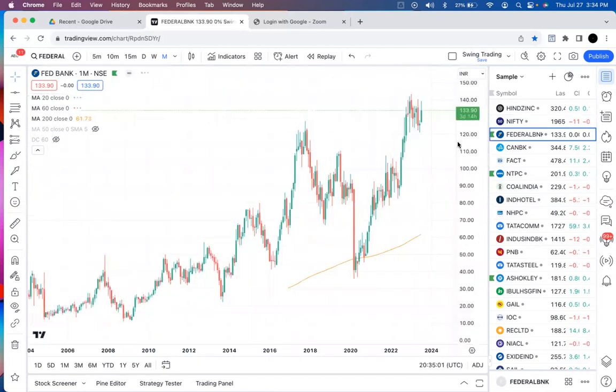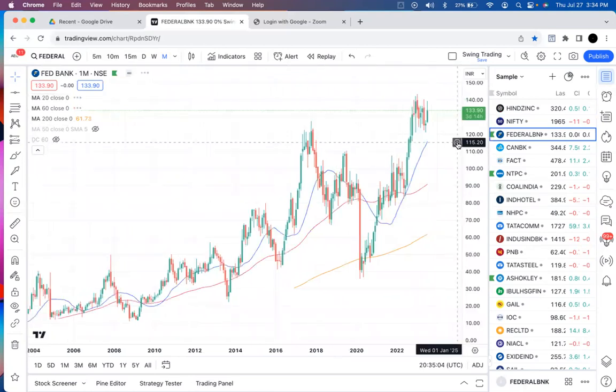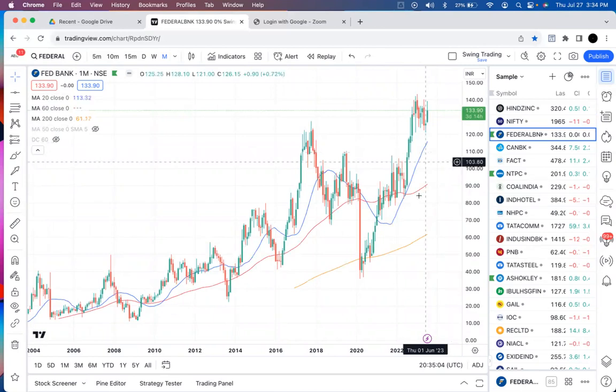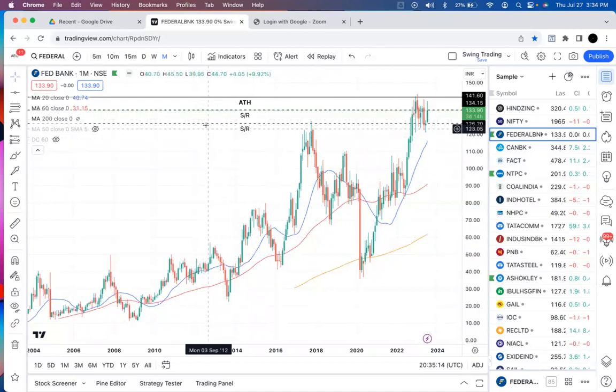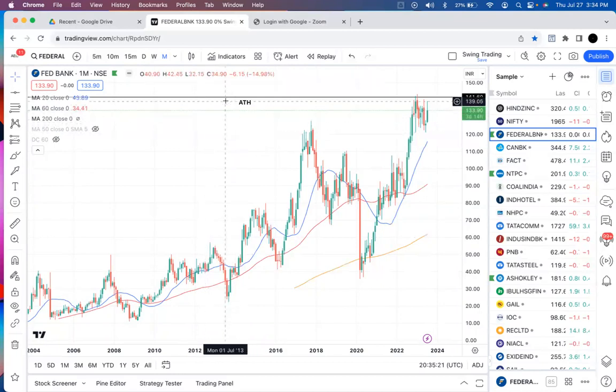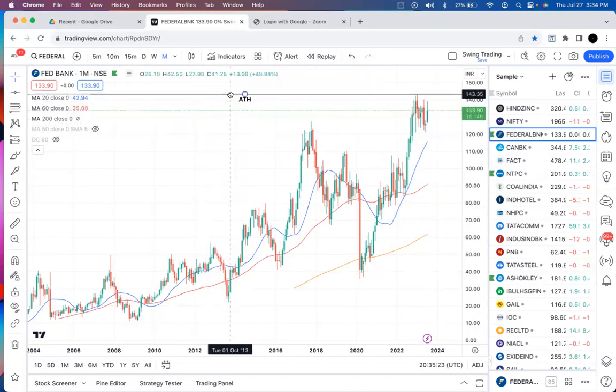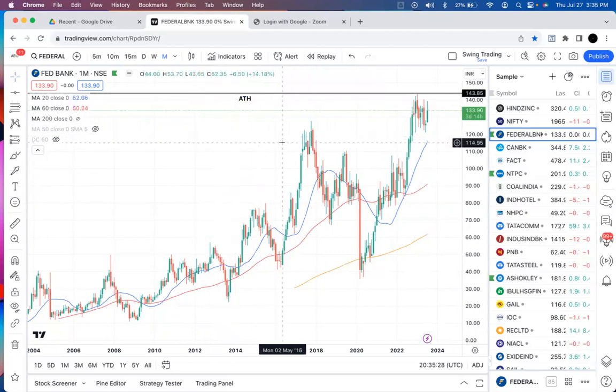Now, Federal Bank. Let's see what Federal Bank is doing. Here the 20 is above the 60 and the 60 is above the 200. That's fine, so I'll keep that there. Some of the support resistance lines that I had drawn before, I'm just going to remove. I'm cleaning this up a little bit. The all-time high, I'm moving it up a little further because the all-time high had gone further. So this will remain on my list because it looks good.